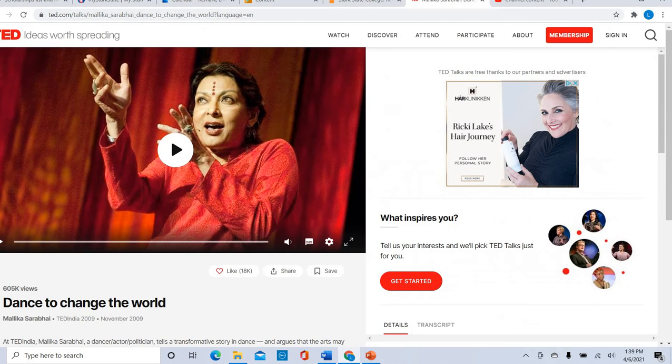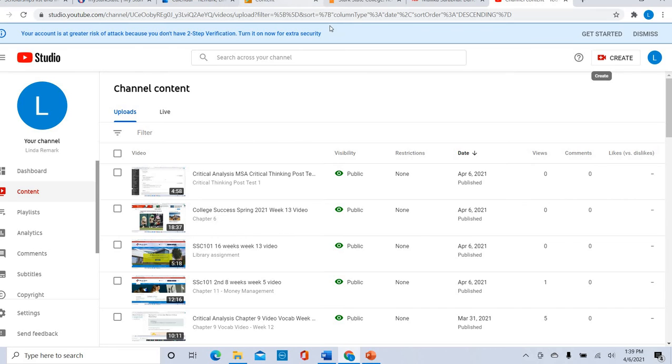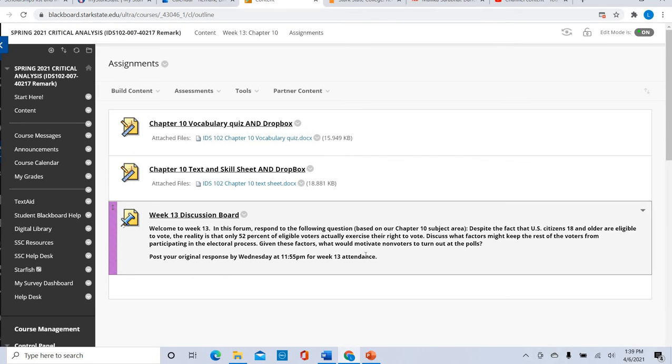So your discussion post this week is using one of those questions. It says, despite the fact that U.S. citizens 18 and older are eligible to vote, the reality is that only 52% of eligible voters actually exercise their right to vote. Now, this is like an average. Some election cycles are higher than others. Some are lower than others. So this is kind of like an average and a normal type of year, not even a presidential year.